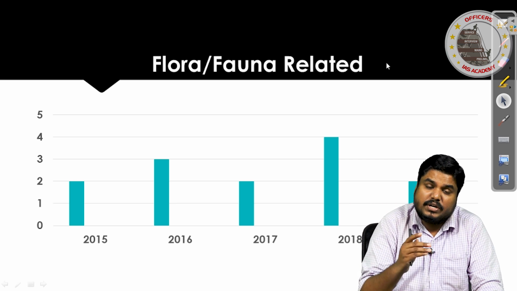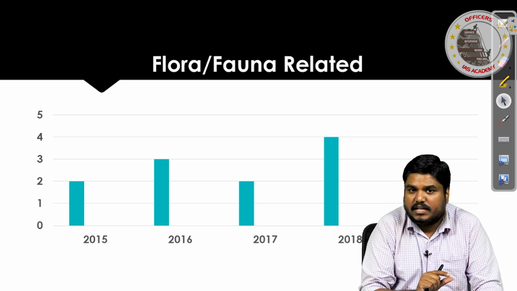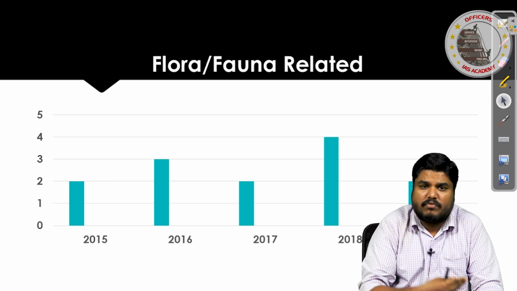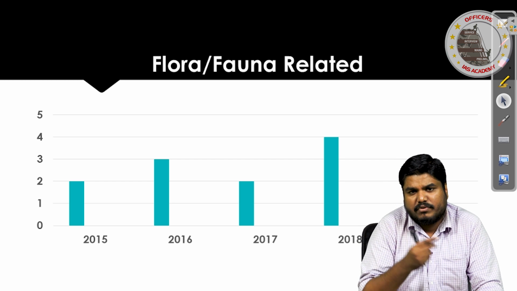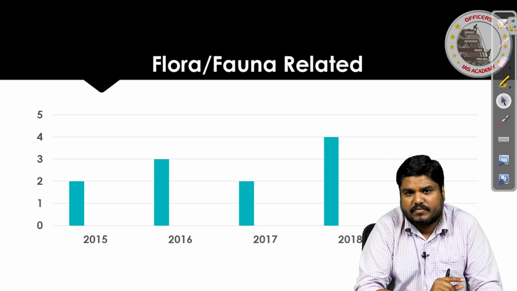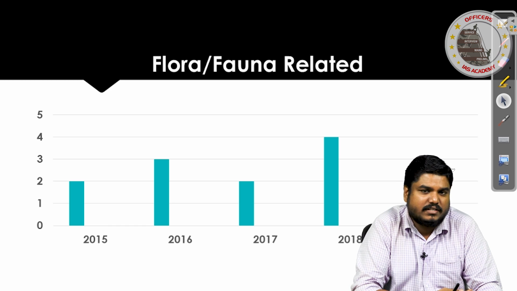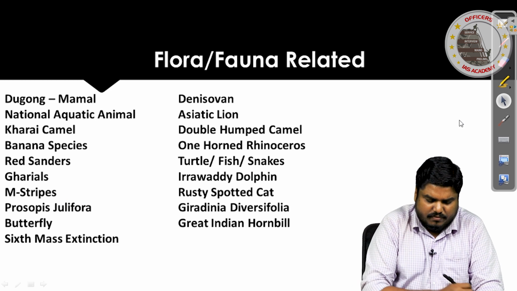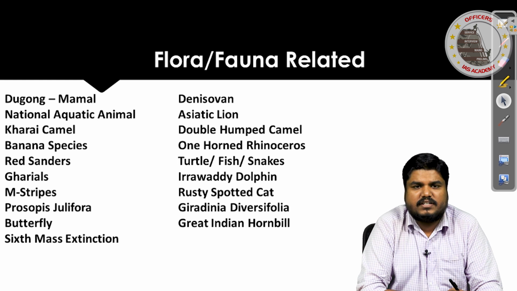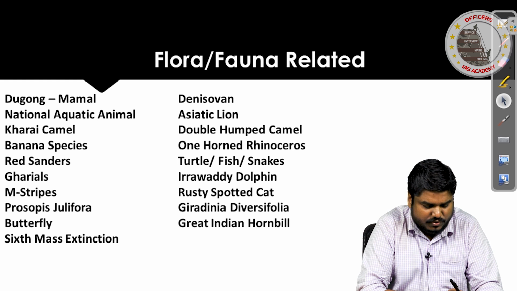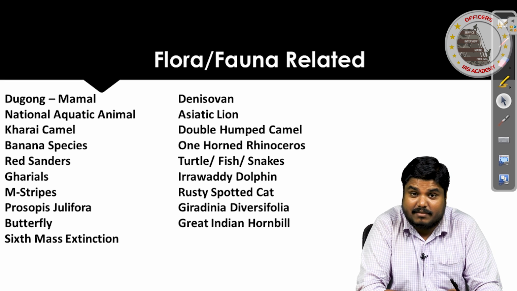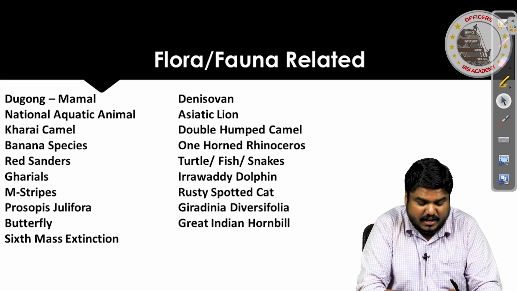You have to select information related to those species. Let us say, for example, a species like the Amur falcon comes in news. You have to search about that particular species, see which category it falls under, and make some notes, right. These were the areas questions were asked in the UPSC. Let us say dugong, mammal, national aquatic animal, Kharai camel, banana species, Prosopis juliflora, Asiatic lion.